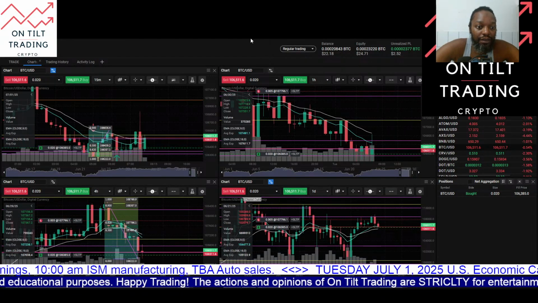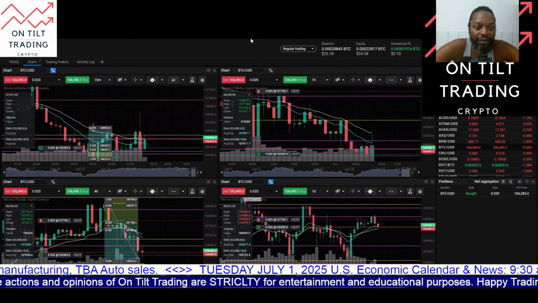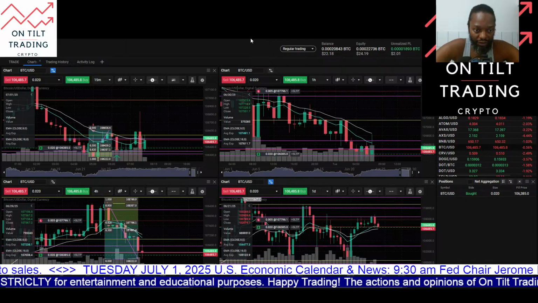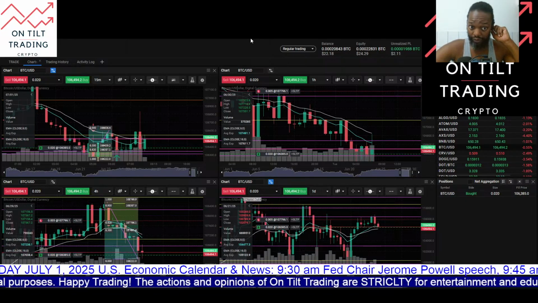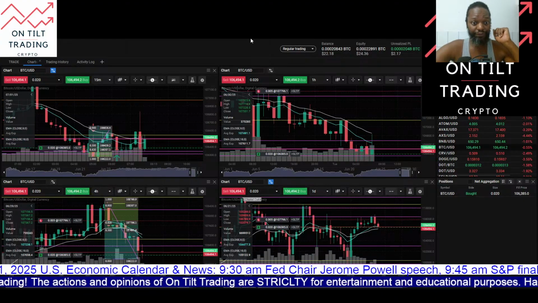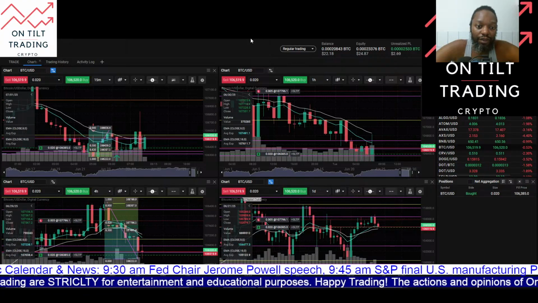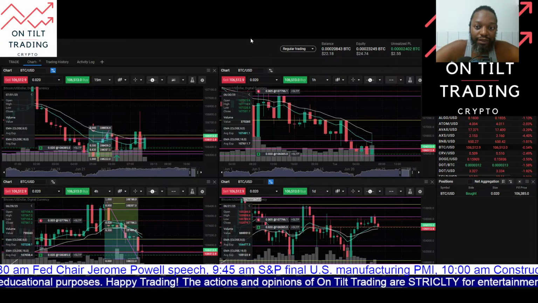Price testing that opening structural range high and reacting off of it. Price being delivered to the sell side here, back to the 18 EMA and that swing high or low level, that swing level from the 4-hour. Price at the 106,520 level, consolidating.